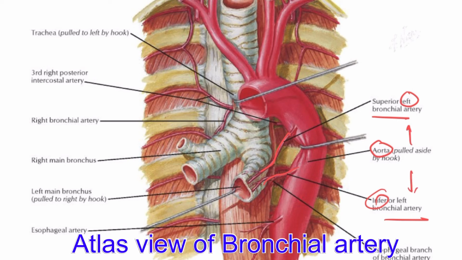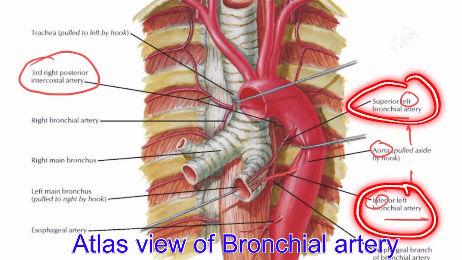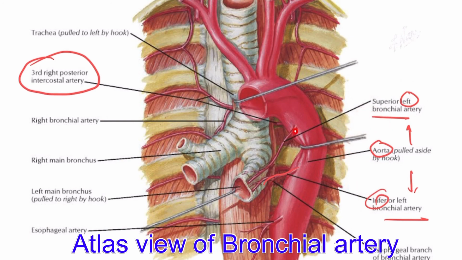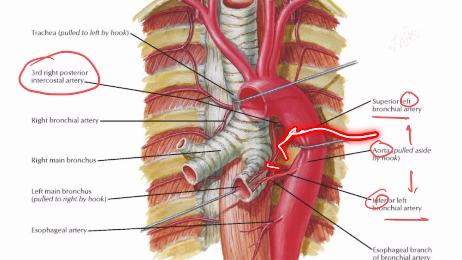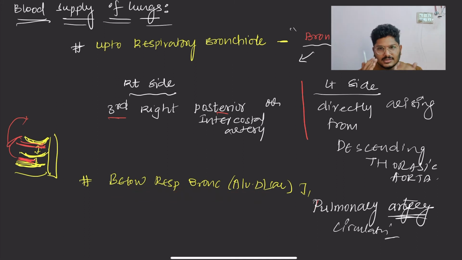But here, if we can see, there is a third right posterior intercostal artery, which is arising from here, and it is giving rise to a branch called the right bronchial artery. So the right bronchial artery should be a branch of this third right posterior intercostal artery, which is also coming from the thoracic aorta only, but the left bronchial arteries are directly coming from the aorta. So this is a dissected specimen. This should be like this. Below the respiratory bronchioles, that is the alveolar ducts and the alveolar cavities, the pulmonary circulation will supply. This is the blood supply of lungs in detail.